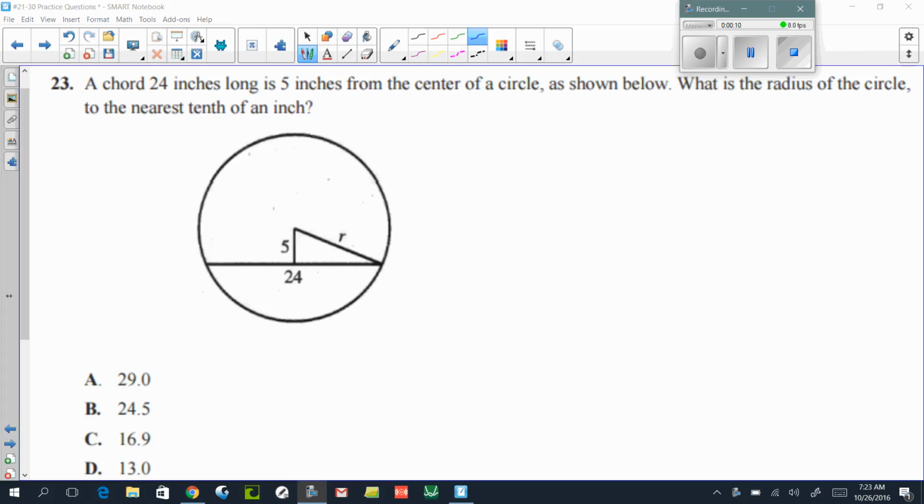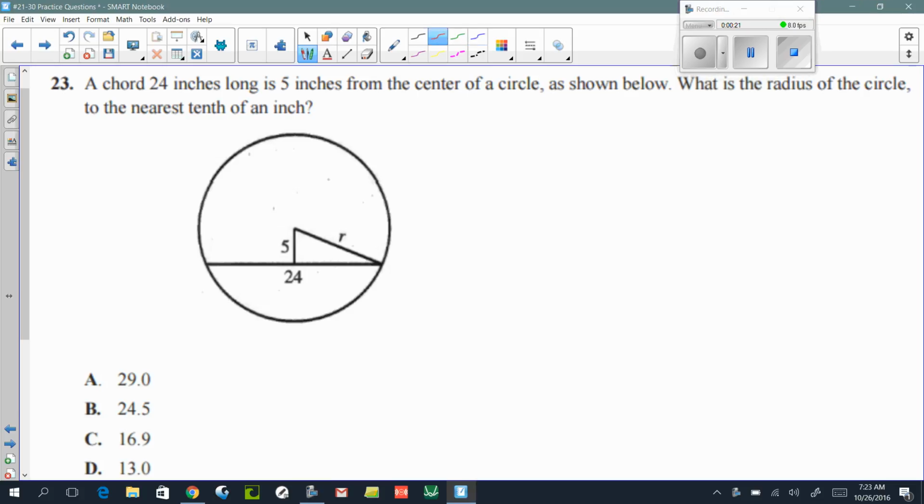The first question seems like we had trouble with as a class, and probably the most trouble was number 23. So I'm going to start with this one. I know that you've had me for geometry and algebra. We haven't talked a lot about chords.